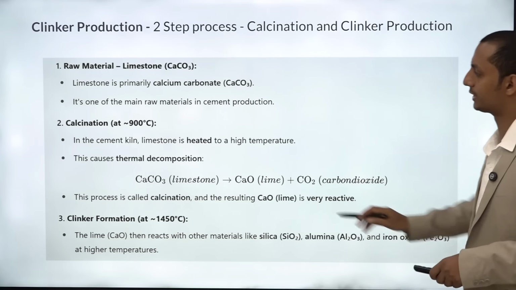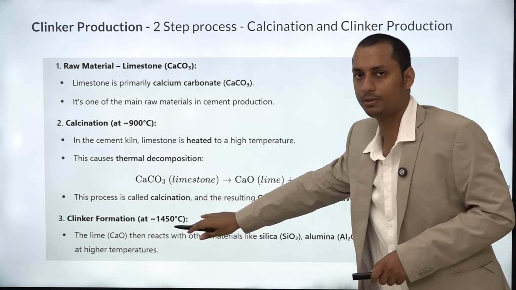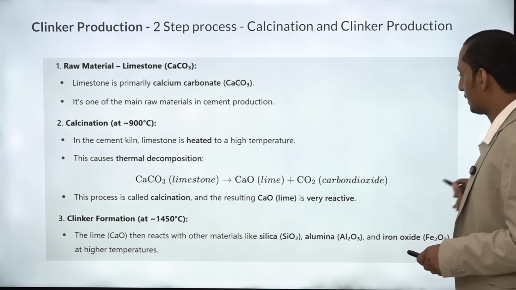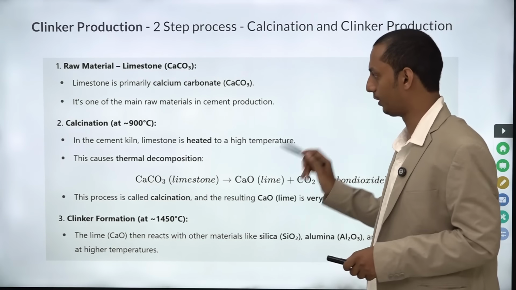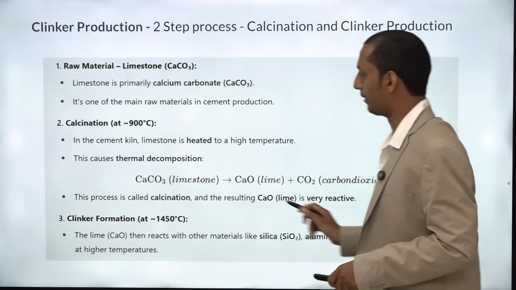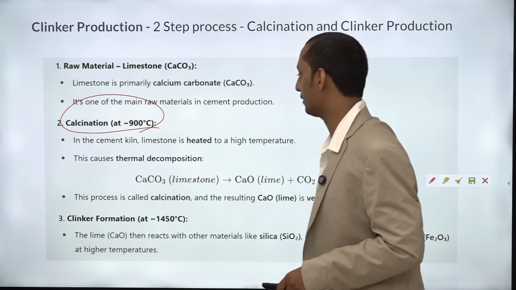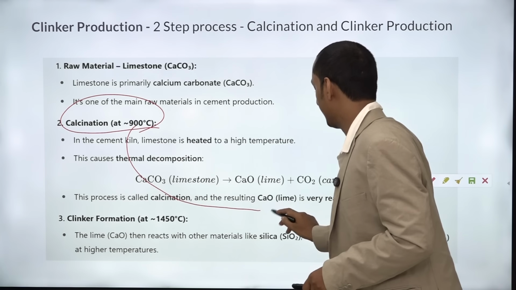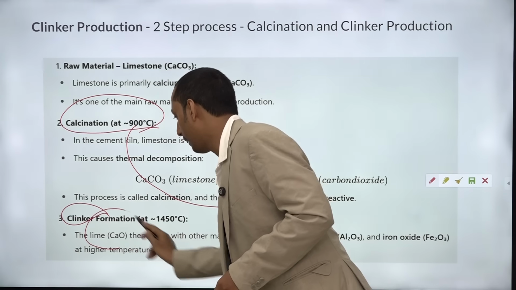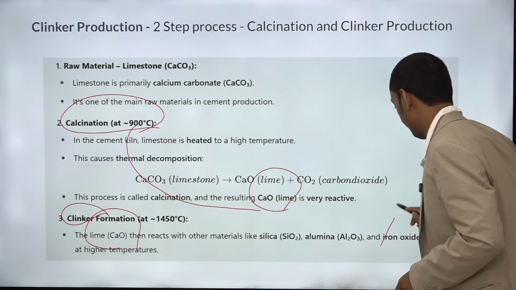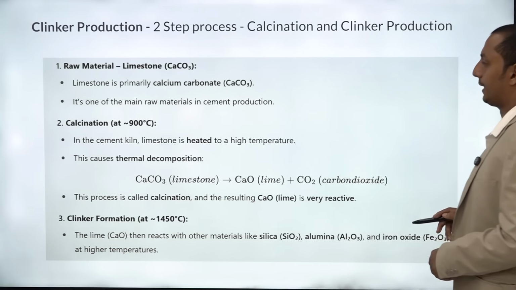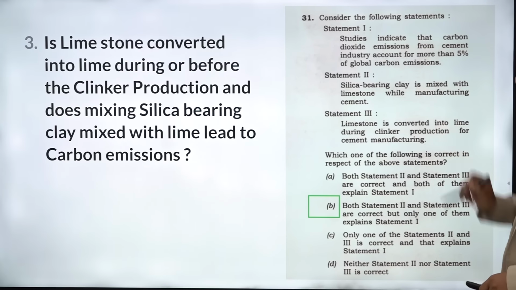Clinker production involves both calcination and clinker formation, right? It's a two-step process. Therefore, the third statement which is mentioned here is correct, because in terms of calcination, what does happen? It converts limestone into lime, and in terms of clinker formation, the lime is actually converted into clinker. So therefore, the third statement is right.